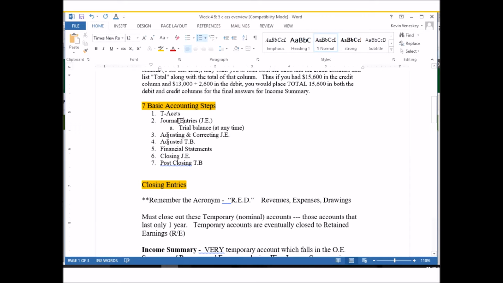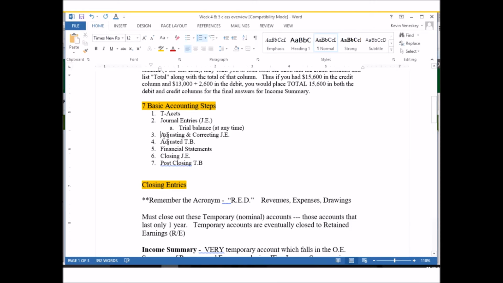You can do these either or, 1 or 2. Some people prefer to do journal entries, then post them, or first do posting and then do the journal entries. At any point along the process, if you're ever asked or need to, you can always prepare a regular trial balance.